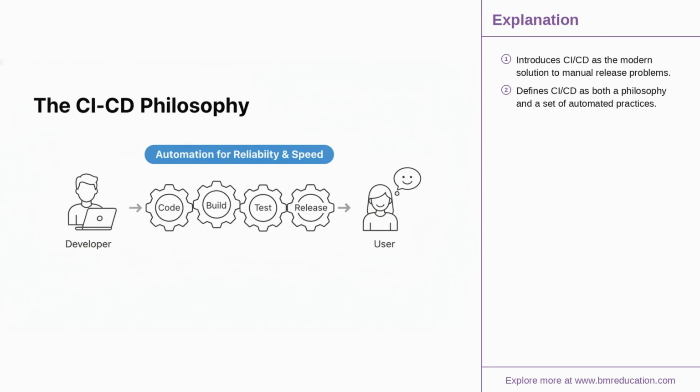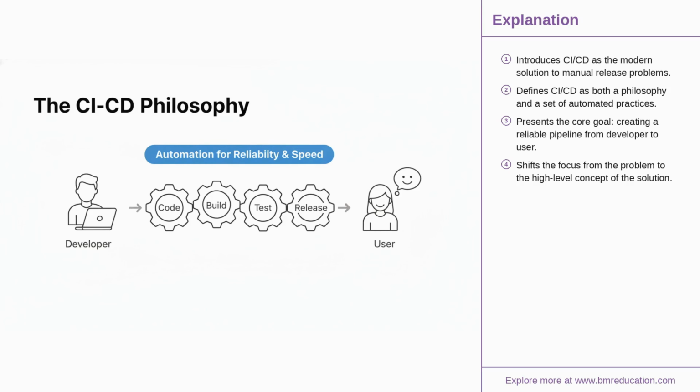This is where CI/CD provides a transformative solution. It stands for continuous integration and continuous delivery. At its heart, CI/CD is a philosophy and a set of practices enabled by automation that creates a reliable and repeatable pipeline to get your app from a developer's keyboard to your user's hands.